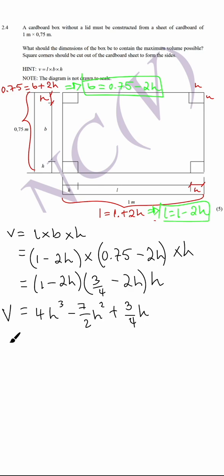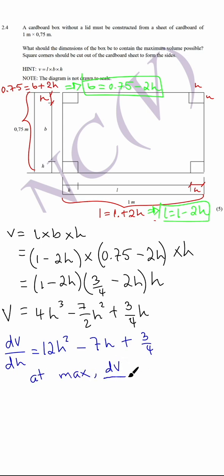Now the next step: because we talked about maximum volume, whenever we talk about maximum in this question under differentiation, we should know that we differentiate the volume with respect to h to get dV/dh, which is equal to 12h^2 minus 7h plus 3/4. We get this by multiplying the power by the coefficient and then subtracting 1 from the power. Now at maximum, dV/dh should be equal to 0. So 12h^2 minus 7h plus 3/4 is equal to 0.